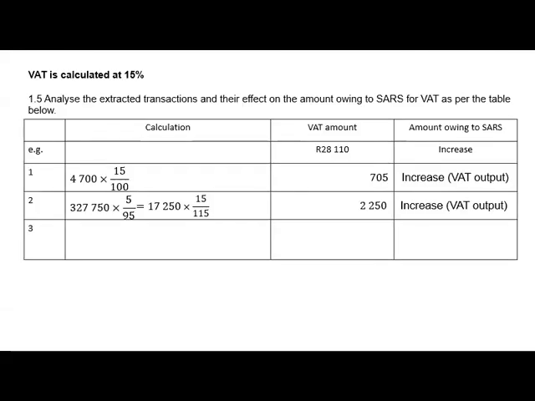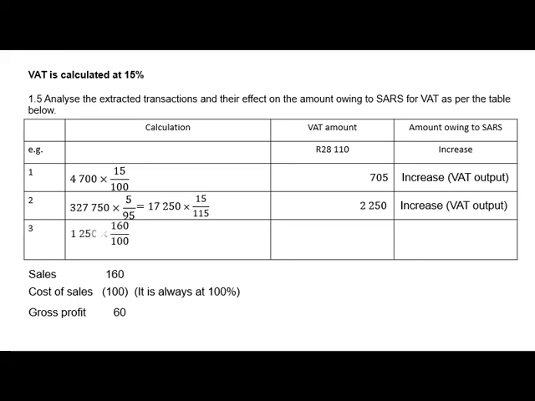Firstly, I'm going to show you how the markup works. So sales will be 160. They said on cost, so cost will always be at 100. Gross profit will be 60. Multiply by what you want, divide by what you're given. We were given the cost price of 1,250. I will multiply by 160 because I want sales, which is my income, and divide by 100 because I was given 100% cost, okay? And I will get my sales value, which was 2,000.